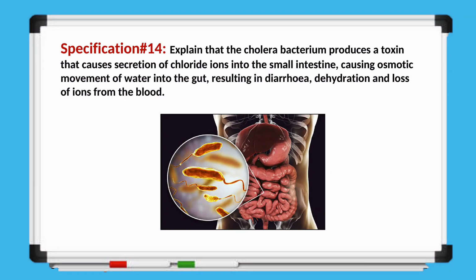Next, we move on to specification number 14, which asks us to explain that the cholera bacterium produces a toxin. This toxin causes the secretion of chloride ions into the small intestine, which draws water into the gut through osmosis. As a result, it leads to severe diarrhea, dehydration, and the loss of essential ions from the blood.